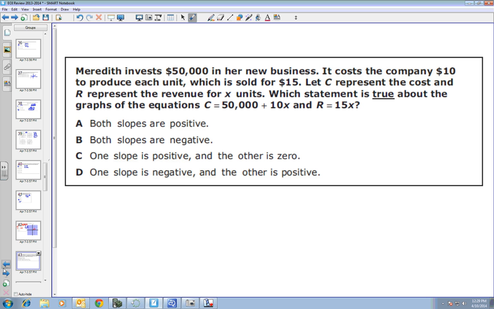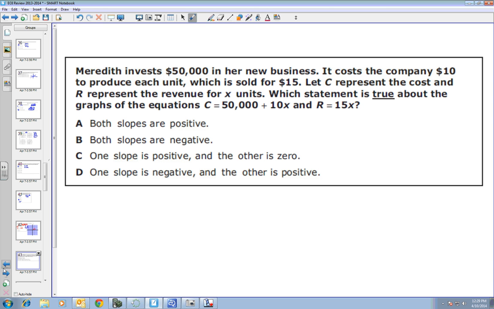Okay, this is one. I like this problem. This is an easy problem. Sunny's already shaking her head no. Okay. So look, Meredith invests $50,000 in her new business. It costs the company $10 to produce each unit, which is sold for $15. Let C represent the cost and R represent the revenue for x units. Which statement is true about the graphs of the equations?